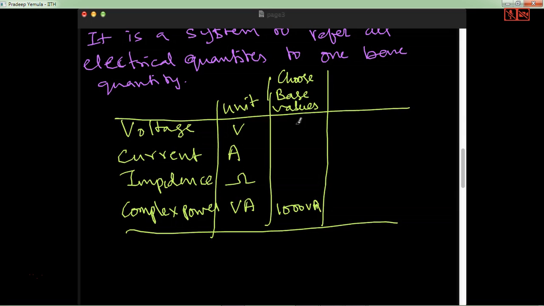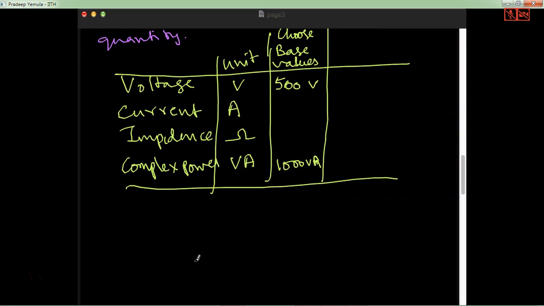And the voltage, let's say I'm taking as 500 volts. So the moment you choose these two values, the other two values will get defined. Okay? So choose any two, the other two can be derived.